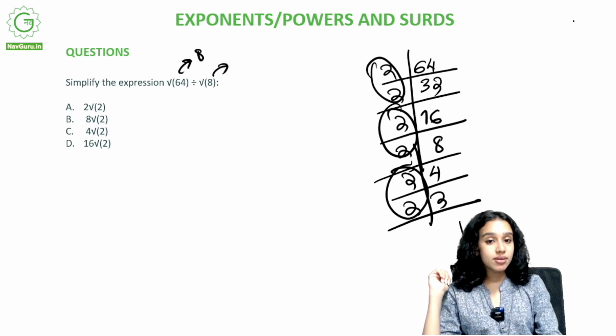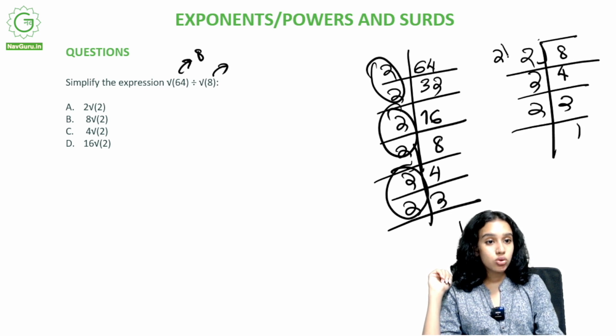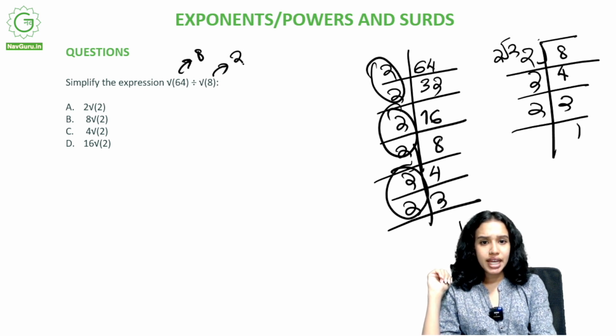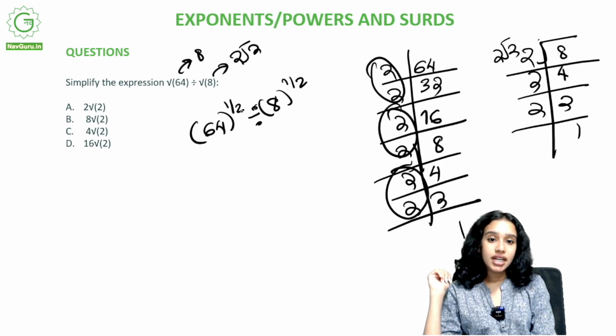And what is root of 8? Root of 8 is, so 2, 4, 2, 2, 2 and 1. It's 2 root 2, right? So 8 divided by 2 root 2 is the answer. But still, we could do it in some other way. How? So 64 raised to 1 by 2 divided by 8 raised to 1 by 2, right? It has the same radical but different this thing.